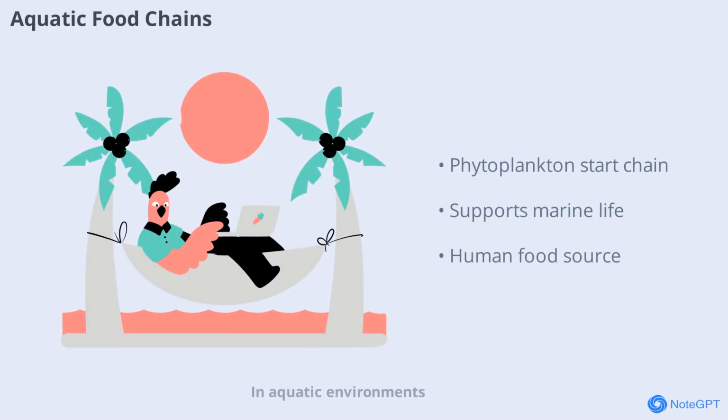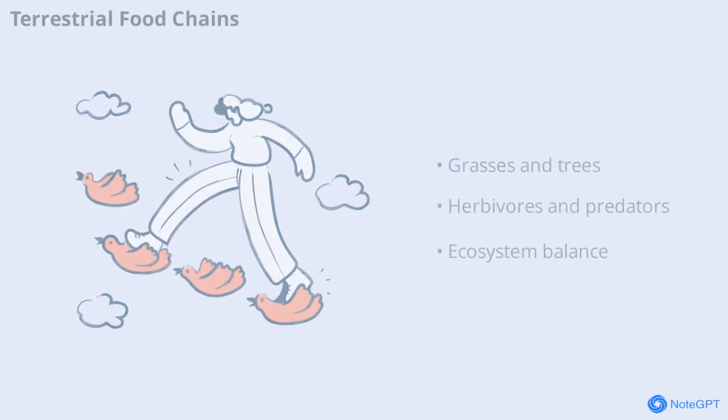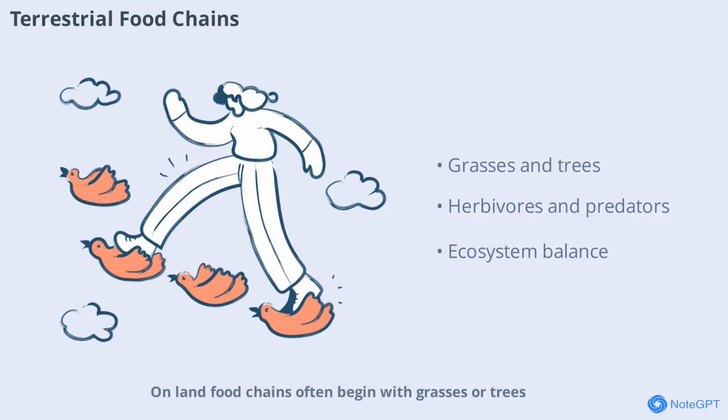In aquatic environments, food chains often start with tiny producers like phytoplankton. These are eaten by small fish, which are then eaten by larger fish or marine mammals. Aquatic food chains are vital for the health of oceans, lakes, and rivers, supporting countless species and providing food for humans as well. On land, food chains often begin with grasses or trees.